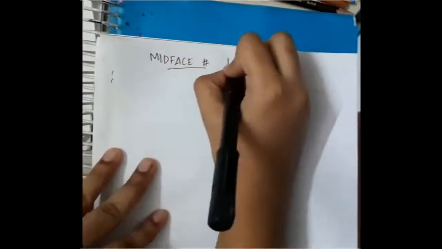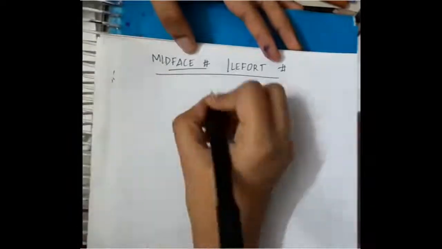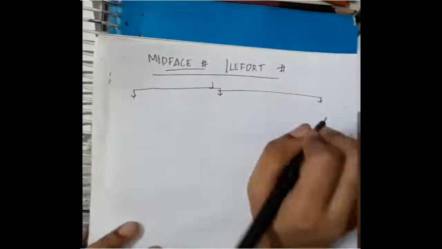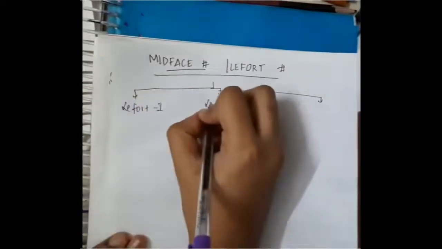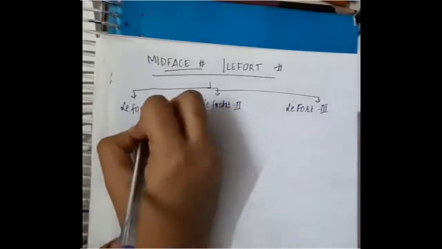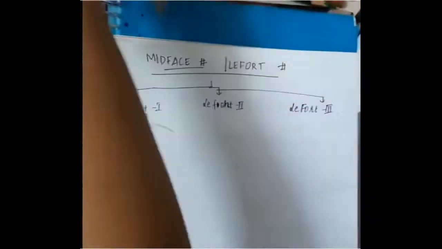Then we have mid-face or Le Fort fractures. In mid-face or Le Fort fractures, we have three types: Le Fort 1, Le Fort 2 and Le Fort 3. First we will see Le Fort 1, also called the transverse or Guerin fracture.